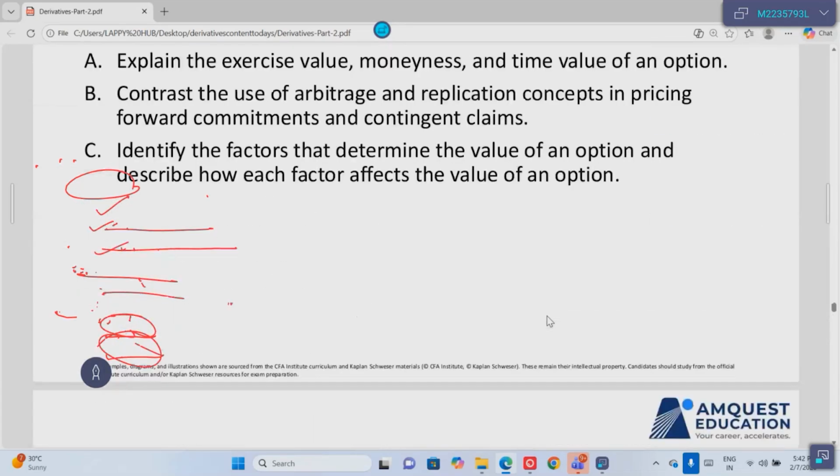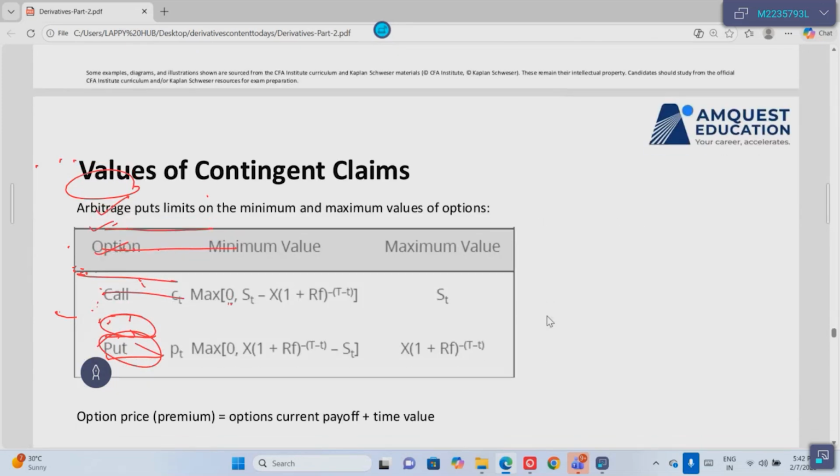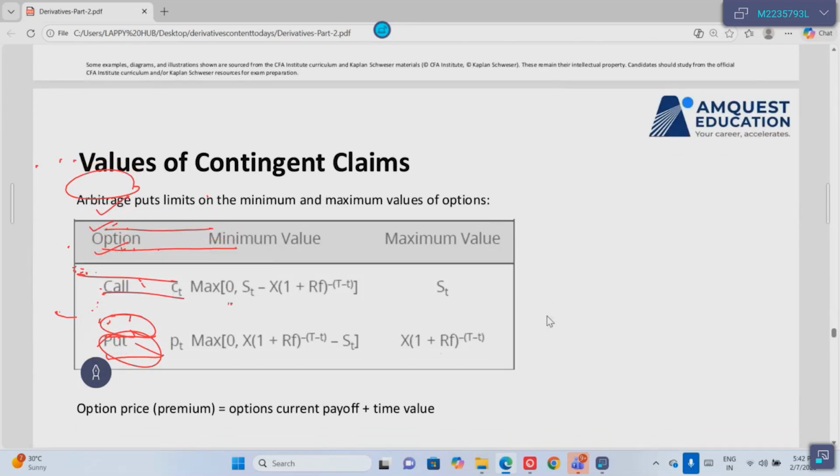Now, let's look at valuation for contingent claims, because we have an upper limit for contingent claims. There's also valuation given to it, right? If it's a call option, remember, call means the right to buy. The minimum value will always be 0 or the difference between the spot and the exercise price. Correct? That's the minimum. And the maximum value you can go to is the stock price, because remember, no stock price can go below 0.